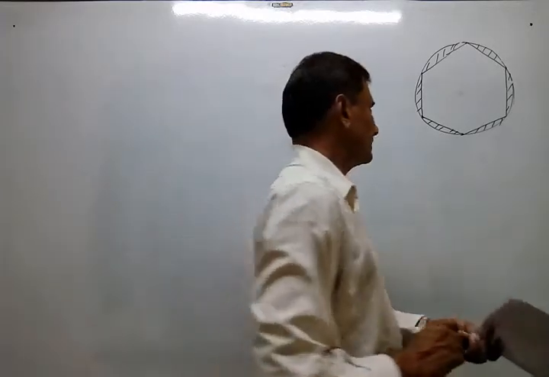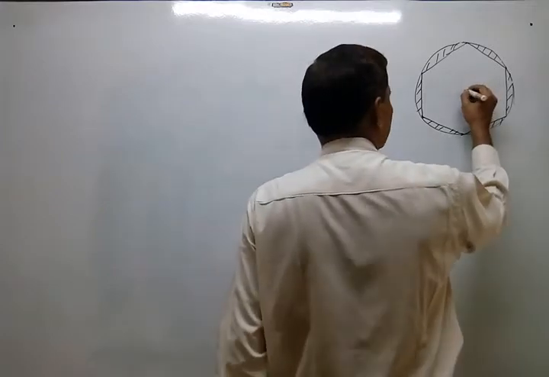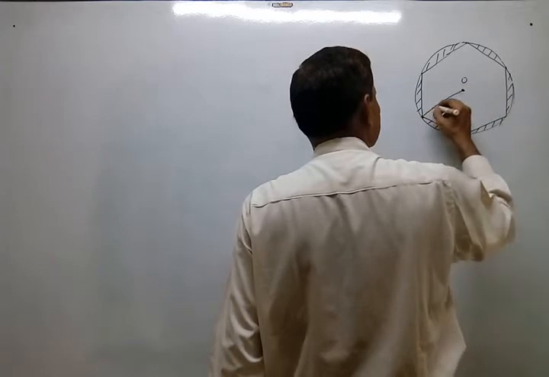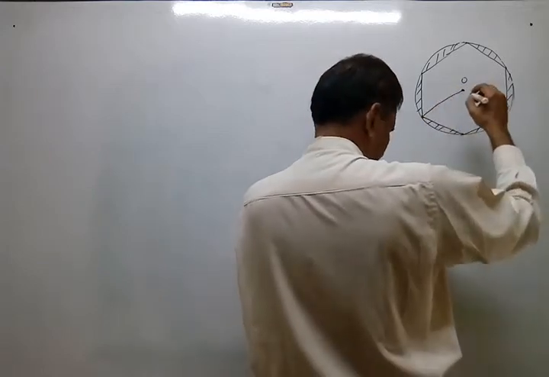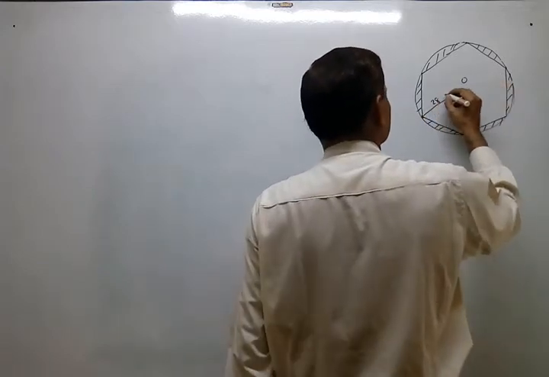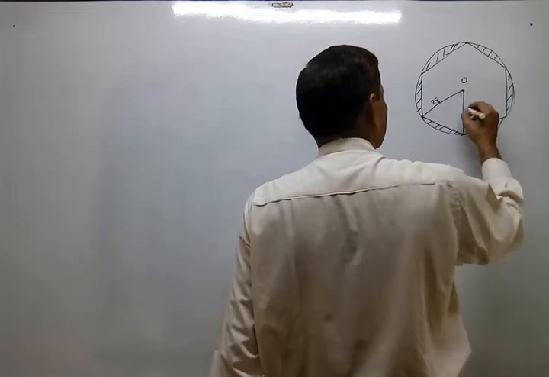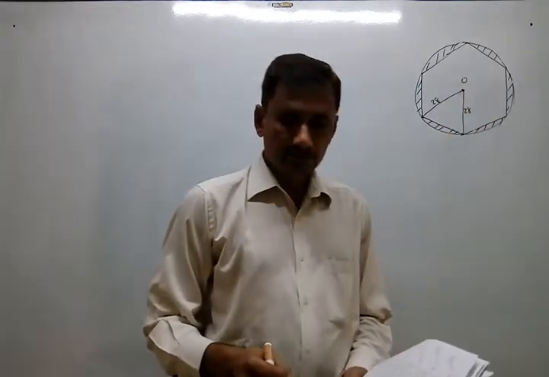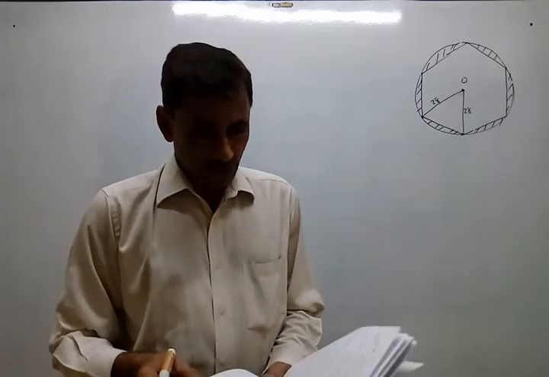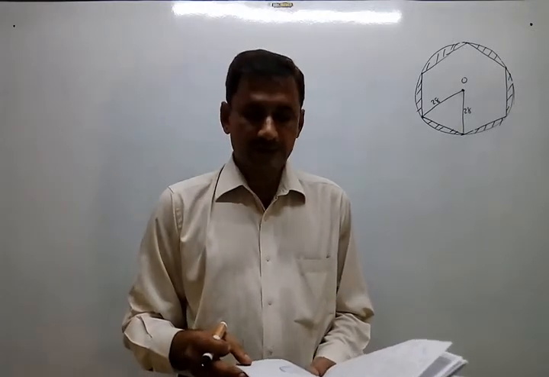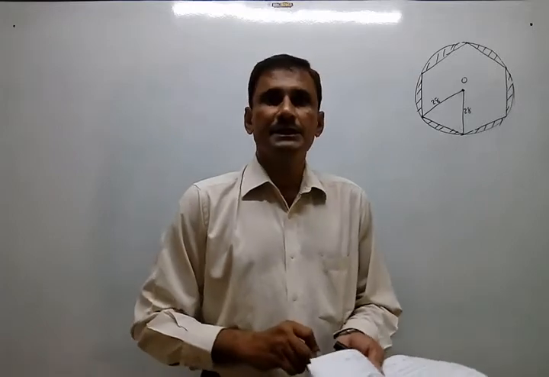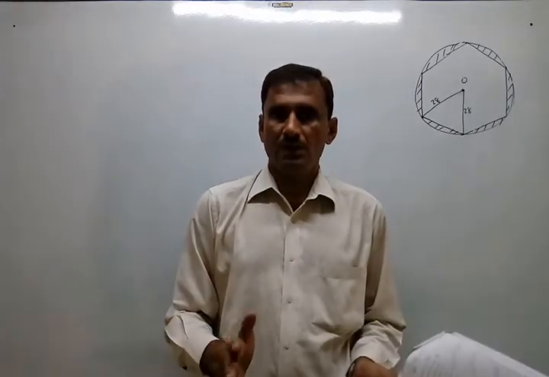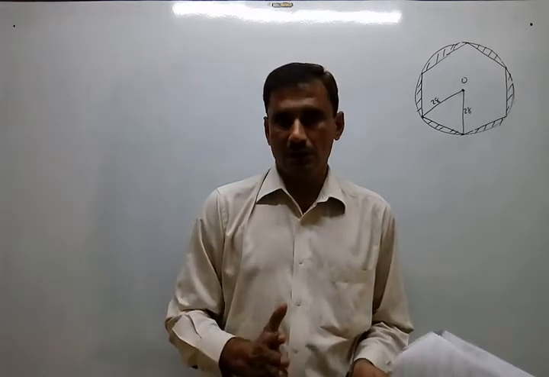So radius is given. If we make the center O here, then obviously this is the radius, and that radius is given as 28. And if I make another one also, then just look that the hexagon is regular. 6 equal designs. Equal designs means this hexagon is regular. Regular means what? All sides are equal.